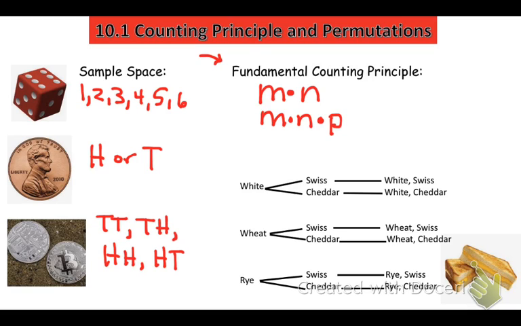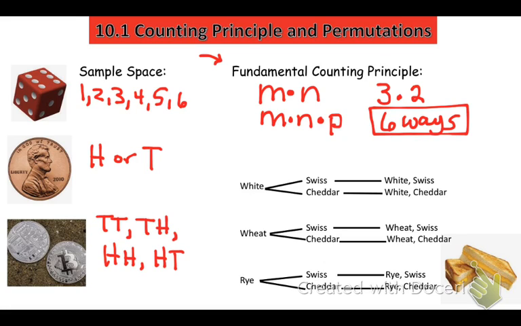So let's look at a sandwich example. You're making a cheese sandwich, and there are 3 types of bread and 2 cheeses. How many different combinations can you make, assuming you're not allowed to mix your cheeses or your bread? So using our counting principle, we said there were 3 types of bread times 2 types of cheeses, so there are going to be 6 ways.